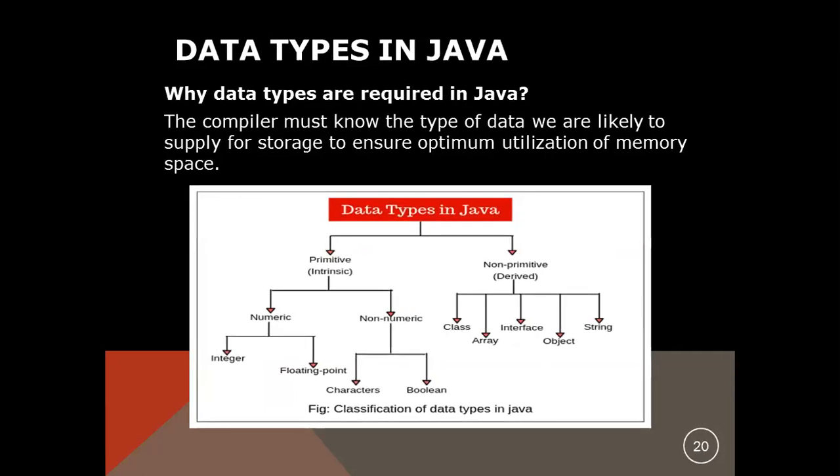Data types in Java. We have already seen a few data types in Java like integer, float, etc. But why are data types required in Java? The compiler must know the type of data we are likely to supply for storage to ensure optimum utilization of memory space. In short, while declaring a variable, if a data type is specified, the storage for that particular data type can be easily done by the computer.